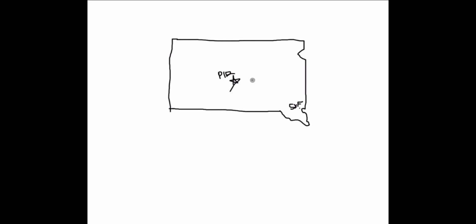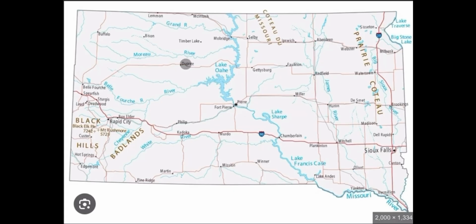We have Pierre obviously as the capital and Sioux Falls as the largest city, and we'll also add Rapid City as well. It's a pretty famous place in South Dakota as far as I'm concerned. Well, we completely perfected the map of South Dakota once again. Yay. We have Sioux Falls, Pierre, and Rapid City all in the right place. So pretty good. Let's move on to the next.